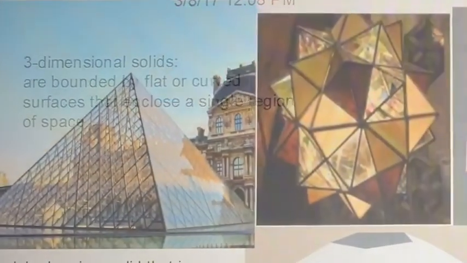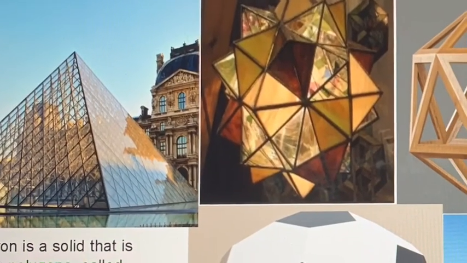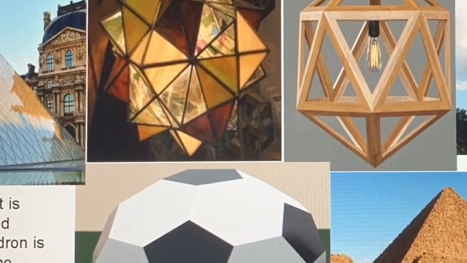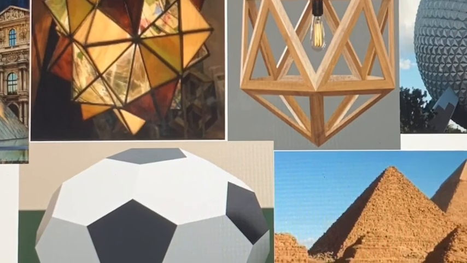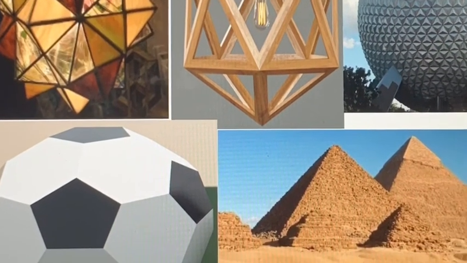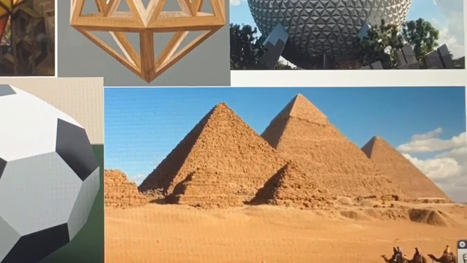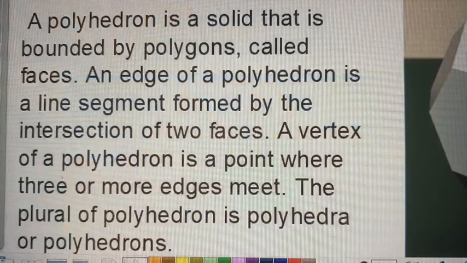Now, a polyhedron is a solid that is bounded by polygons called faces. An edge of a polyhedron is a line segment formed by the intersection of two faces. A vertex of a polyhedron is a point where three or more edges meet. The plural of polyhedron is polyhedra or polyhedrons.